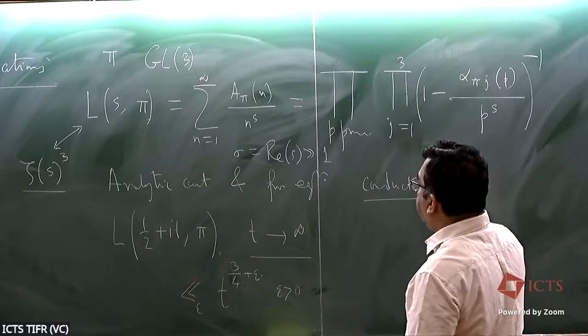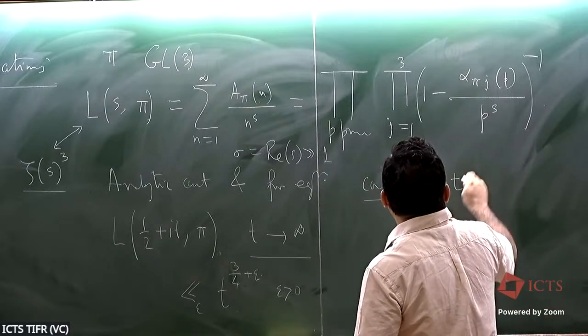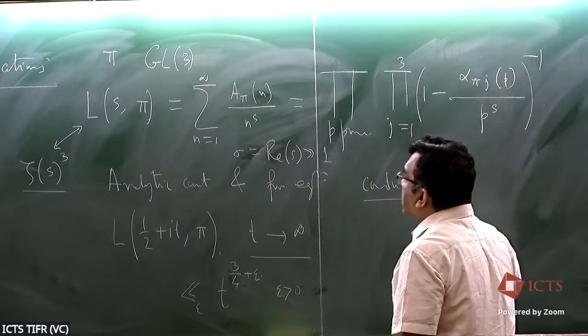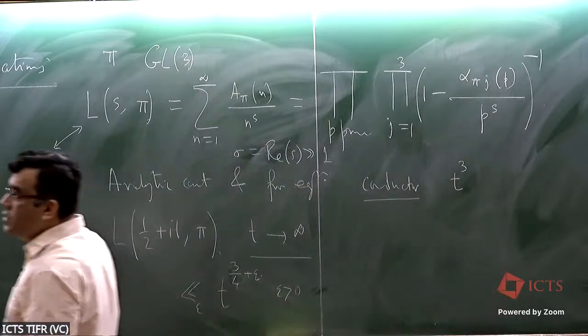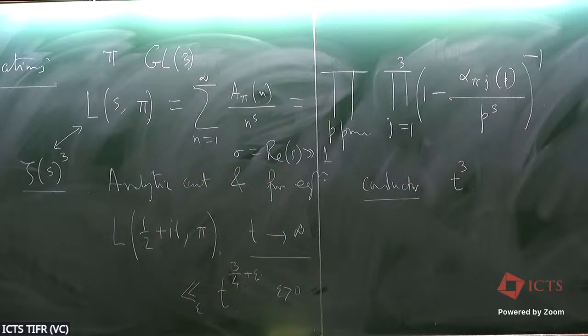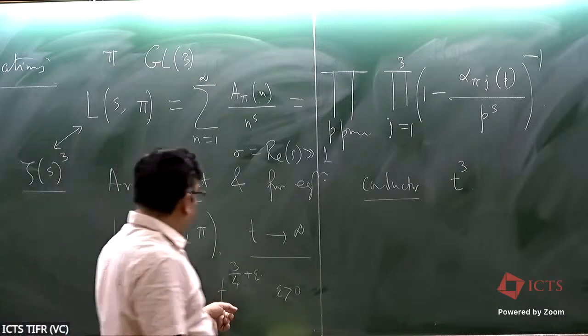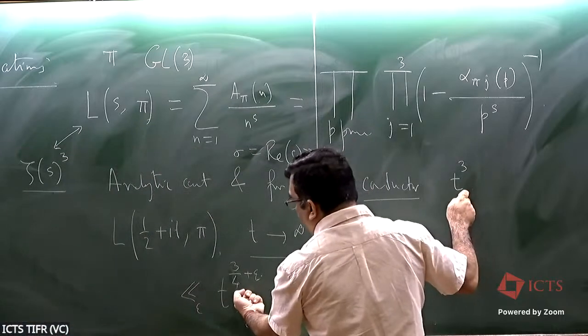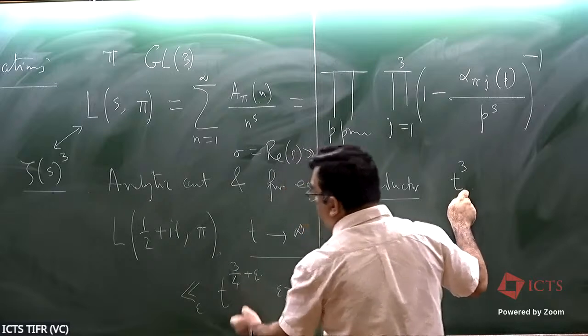The conductor is t to the power 3, right? Because if you look at the Riemann zeta function, the conductor is just t. And then if you're taking the cube of that, it becomes t cubed. And so the conductor to the power 1/4 is the convexity bound, that is t to the power 3/4.